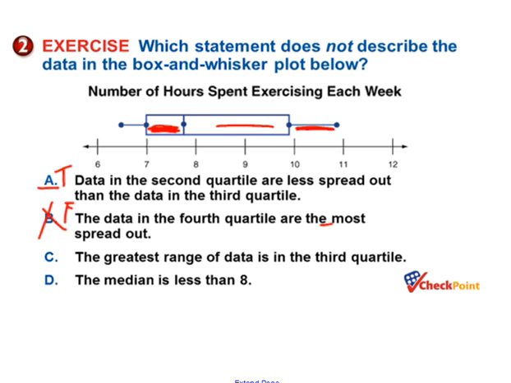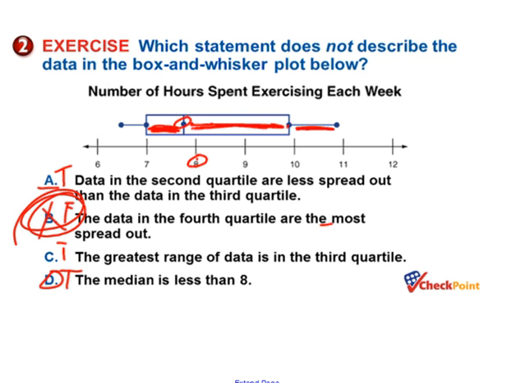Let's check the other two. The greatest range of data is in the third quartile. That's true because it has the greatest distance here. So C is true. D, the median is less than 8. Here's the median, and it is definitely less than 8. So D is true. So the only one that's false is letter B.